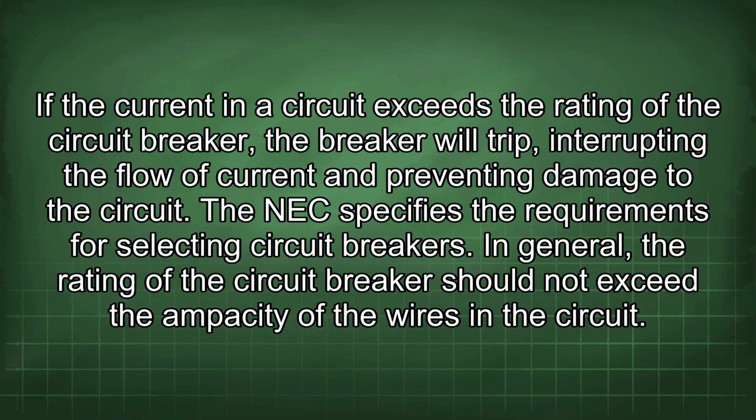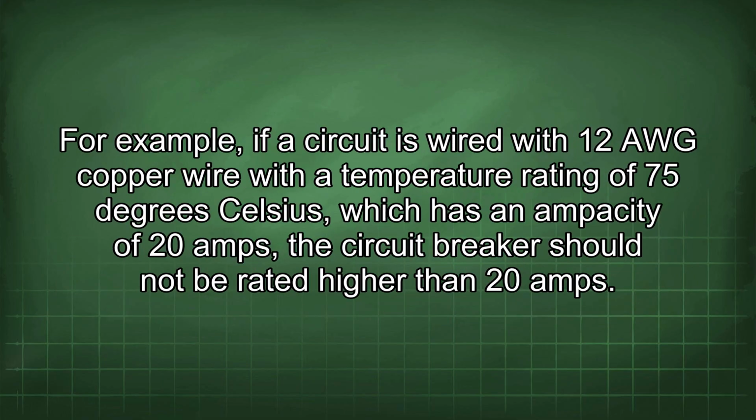The NEC specifies the requirements for selecting circuit breakers. In general, the rating of the circuit breaker should not exceed the ampacity of the wires in the circuit. For example, if a circuit is wired with 12 AWG copper wire with a temperature rating of 75 degrees Celsius, which has an ampacity of 20 amps, the circuit breaker should not be rated higher than 20 amps.